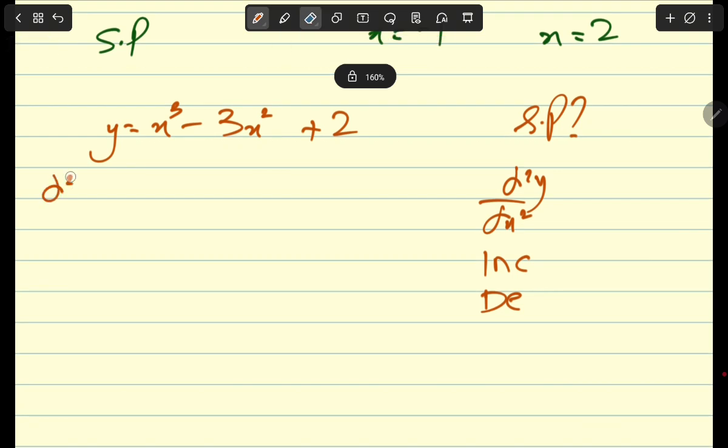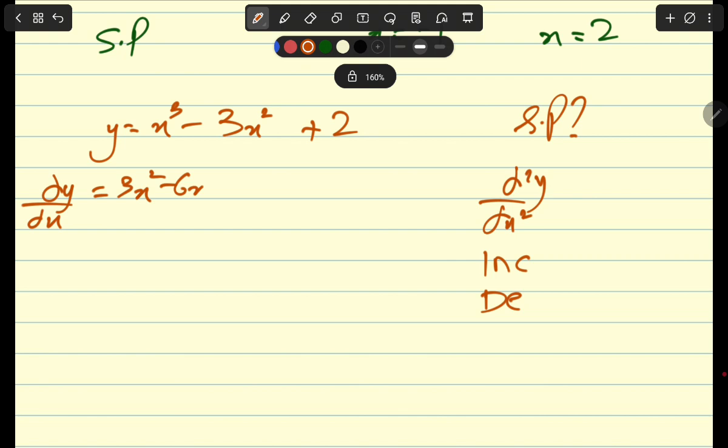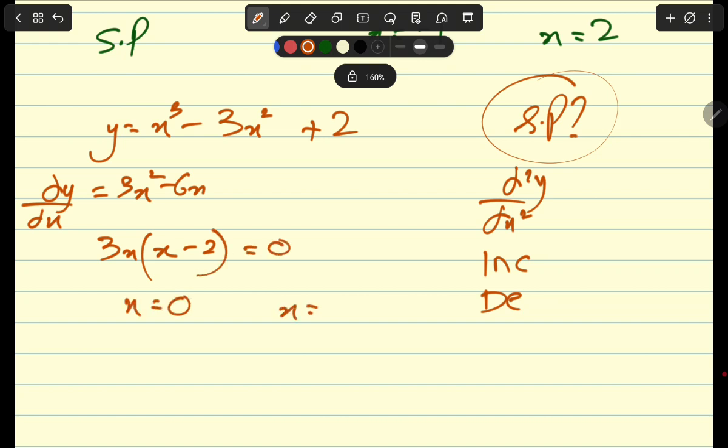So the first derivative is going to be equal to 3x squared minus 6x, right? Now you equate it to 0 and you will find the stationary points. So this becomes 3x times (x minus 2) equals 0. So x is equal to 0 and x is equal to 2.